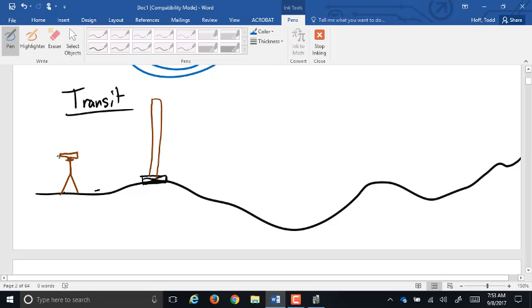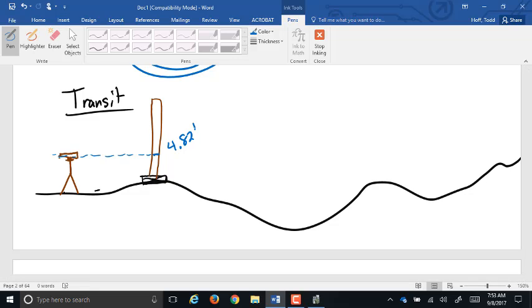You look through the scope and you see what it measures on the stick. We're going to talk about how to read that stick in just a little bit. But for now, let's say you read that stick and it says 4.82 feet. Some of the newer transits actually do read in feet, inches, and decimal inches, but the older ones went to the 100th of a foot.